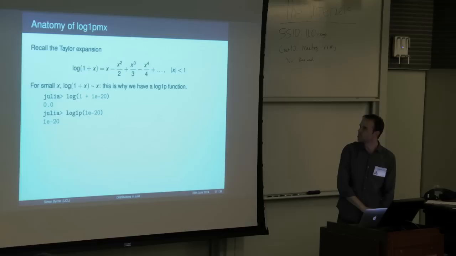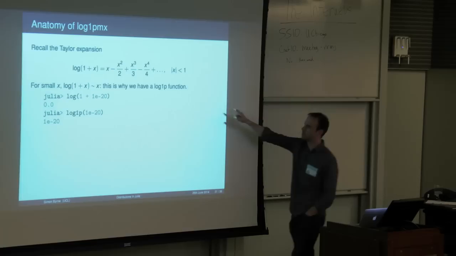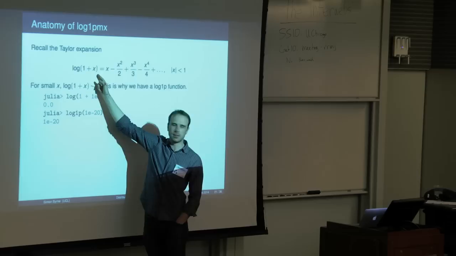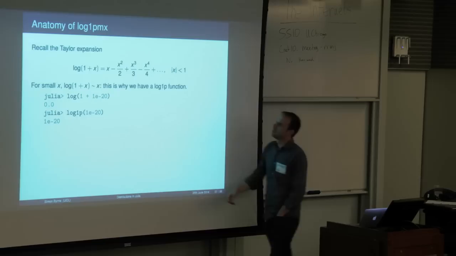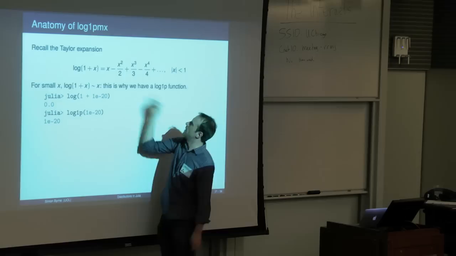So we'll split this guy, log 1 minus e to the minus x. This is a slight variant of the other one I mentioned earlier. How it arises is, you have your log of 1 plus x, and the Taylor series of log 1 plus x looks something like this. That converges for x, most values of x less than 1. For very small values of x, as x gets closer and closer to 0, this becomes roughly x, all these extra terms disappear. And this is why we have the log1p function. All MATLAB functions have this.